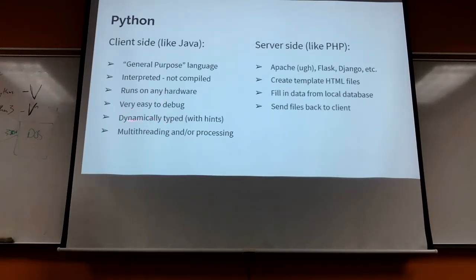Dynamically typed, so you can make a string into an integer and back and forth, unlike Java. But recently, you can actually add hints. So if you're using a big data set, you can give Python some hints as to what kind of data it is so that it speeds things up. And you have both multi-threading and multiprocessing, but you have to explicitly decide what you're doing.